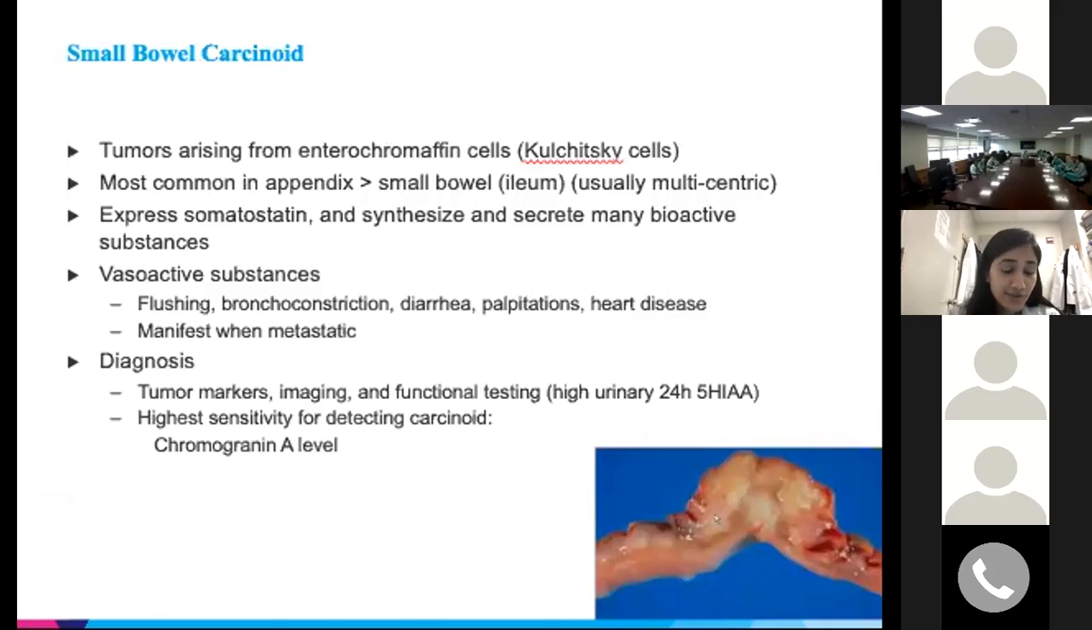Small bowel carcinoids. So there are many forms of neuroendocrine tumors, but for the small bowel, we will focus on carcinoid tumors. Carcinoid tumors, like we were saying, arise from enterochromaffin cells. They are mostly non-functional, indolent, and often asymptomatic. They are commonly found in the appendix and sometimes incidentally found during an appendectomy.